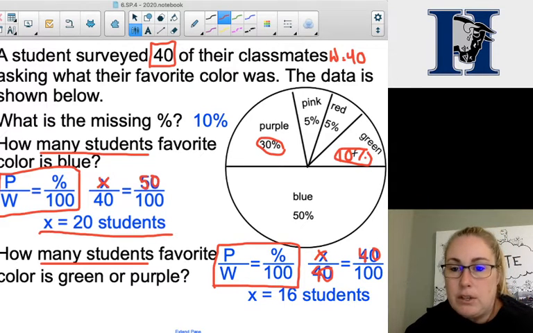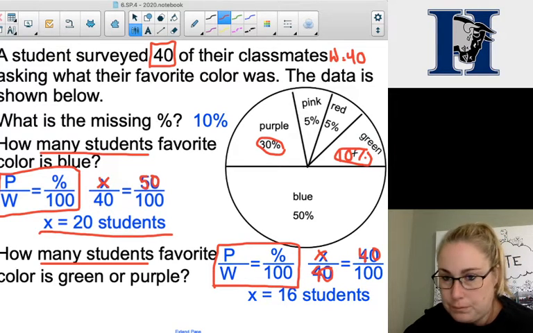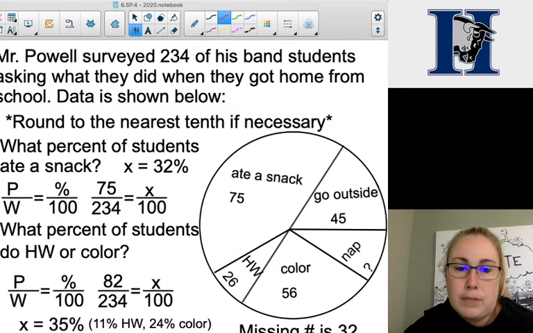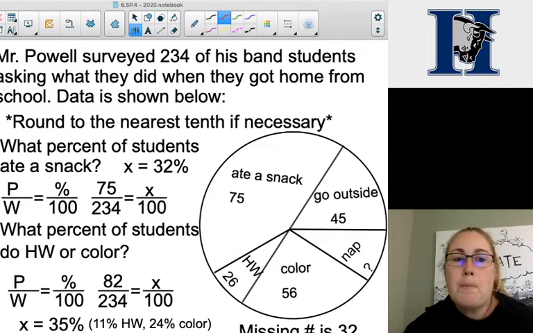So we have x over 40 equals 40 over 100. Cross multiply. In fact, cross simplify first. It's going to make it a lot easier. And then you can solve for x, and x equals 16 students. Here we go. Next one.